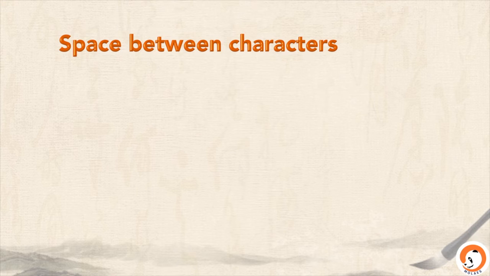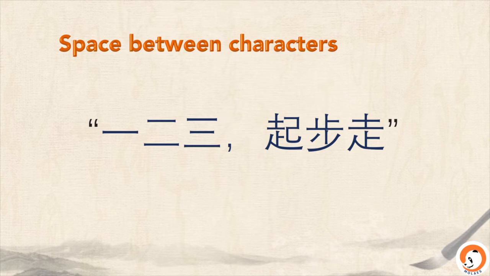Space between characters. Unlike alphabet languages, there is space between words, and there are shorter words and longer words. But between Han characters, there is no space. However, it's very easy to recognize each character, because they use the same space. For example, this is the title of a Taiwan comedy play, 一二三起步走, meaning 1, 2, 3, ready, go. So you can see it's very easy to recognize they're using the same space.